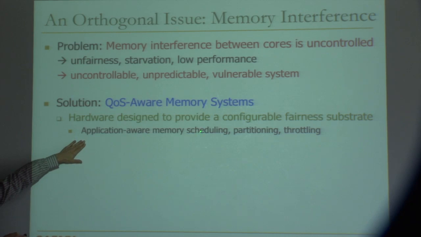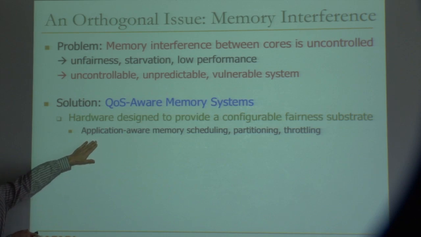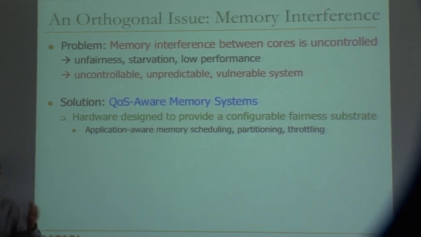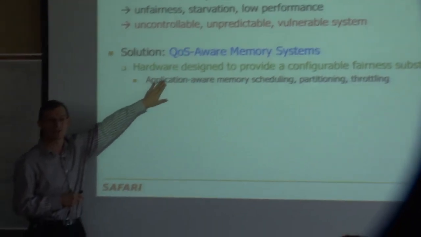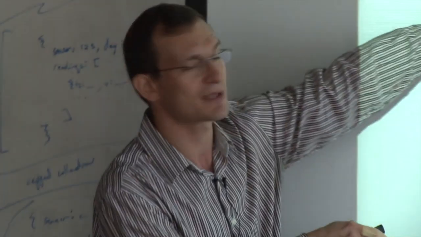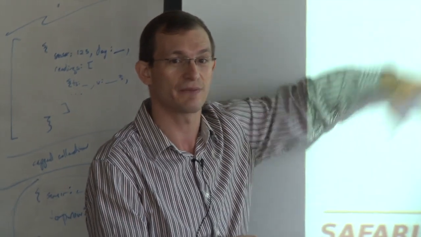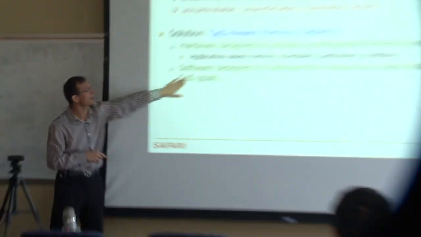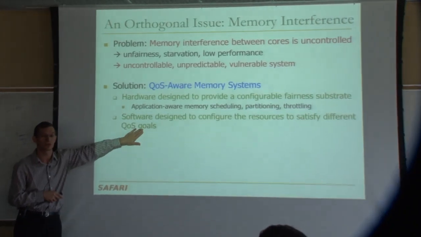Some of them you know about, the memory scheduling, for example, that we covered, thread cluster memory scheduling, and other memory scheduling mechanisms, memory partitioning mechanisms, partitioning the different channels between different applications, and throttling mechanisms that throttle different cores in a controllable way. And there could be other ways of doing this, but these are fundamental mechanisms that can provide a quality of service substrate. And the software can be designed to configure the resources to satisfy different quality of service goals.